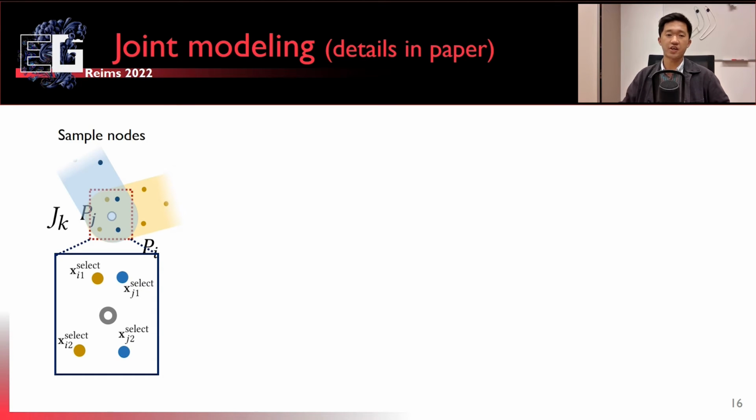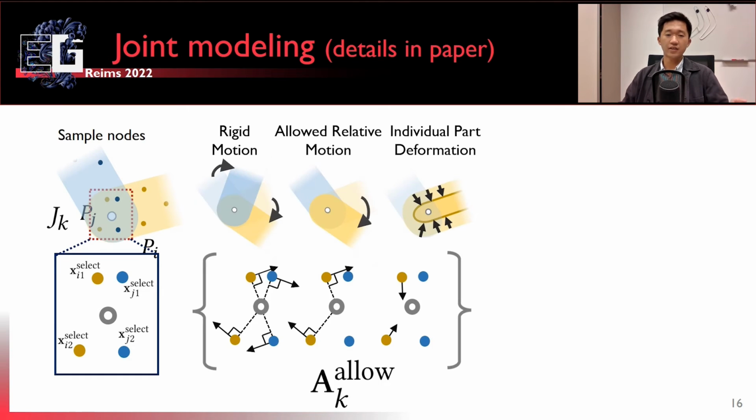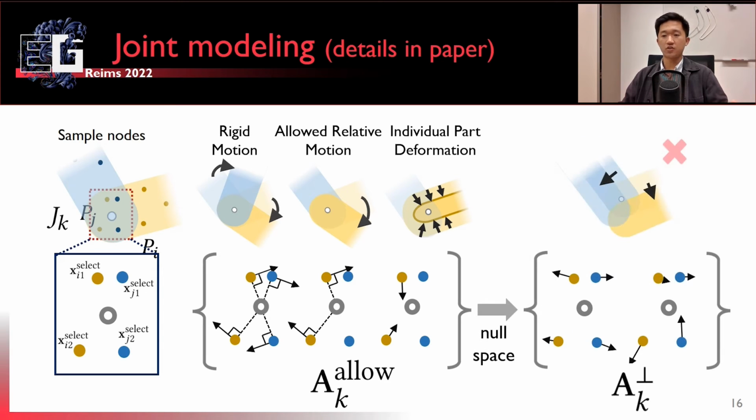Now I'm gonna briefly talk about how we implement this idea. For more details, please check out our paper. The first thing we do is sample some nodes from each part connected by the joint. Because we're in 2D, it's sufficient to sample 2 nodes from each part. Then we reason about all the relative motion of these 4 nodes that is allowed by the joint. That includes the rigid motion, the allowed relative motion, and the individual part deformation. After we find all the motion allowed by the joint, we take the null space, or the complementary space, of all the allowed motion, and that gives us the motions that are not allowed by the joint. Those are the motions we want to eliminate from the solution space of our minimization problem.